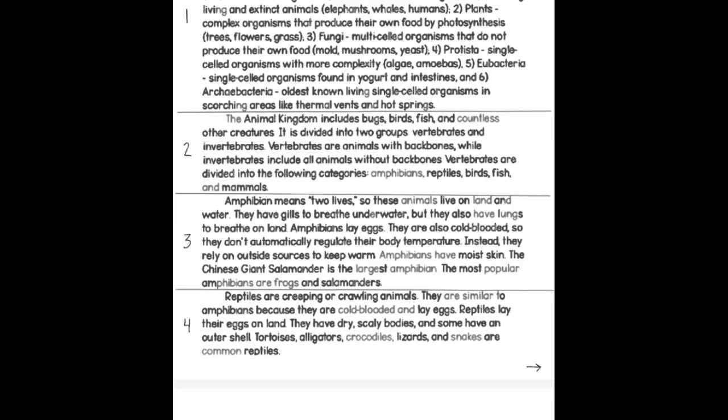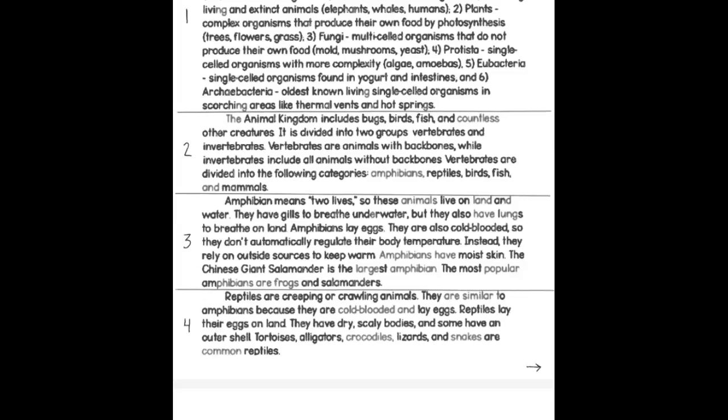Amphibians have moist skin. The Chinese giant salamander is the largest amphibian. The most popular amphibians are frogs and salamanders. 4. Reptiles are creeping or crawling animals. They are similar to amphibians because they are cold-blooded and lay eggs.